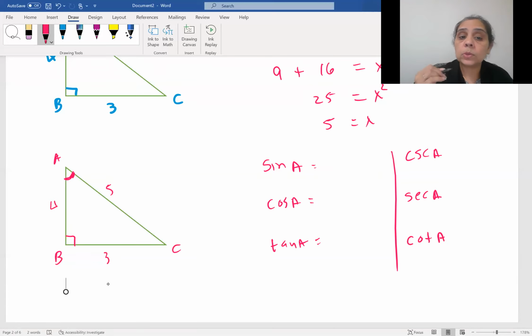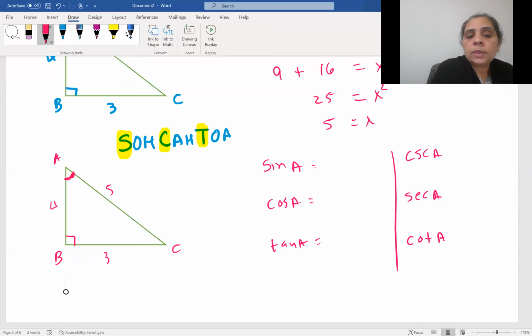Right? So we have S for sine, C for cosine, and T for tangent. So sine A is opposite over hypotenuse. We have angle A we are looking for. What is opposite? Opposite is 3. And what is hypotenuse? In front of 90 degrees we have 5, so that is hypotenuse. And this side is adjacent.